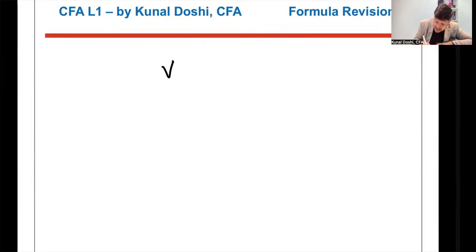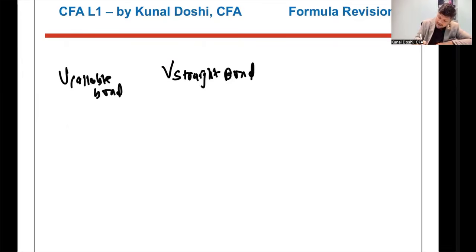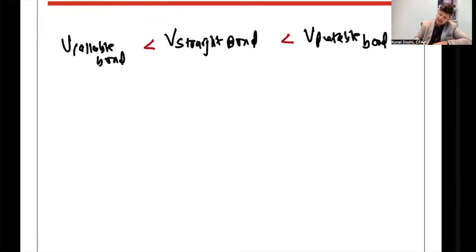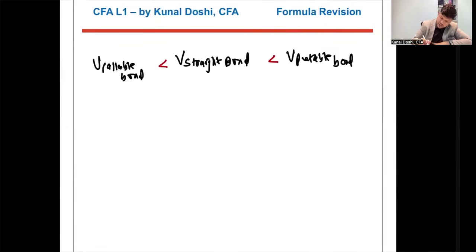Value of a straight bond. Straight bond is also called an option free bond. There's a straight bond, value of callable bond, and value of puttable bond. Please tell me which bond's value is always higher. Puttable bond's value is always greater than straight, which is greater than callable bond. All right. Yield opposite, correct?